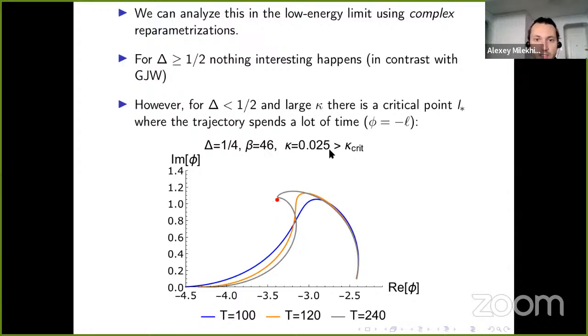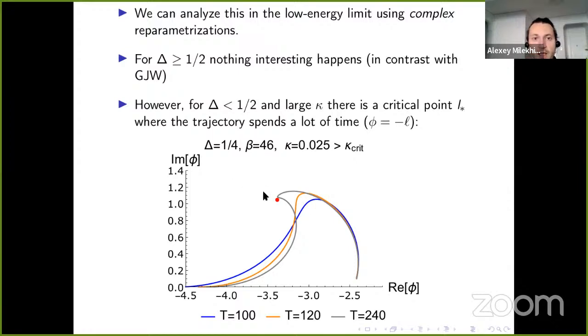What happens is that for large enough kappa, the trajectories start to spend more and more time near this critical point. So you start from the thermofield double, then you very quickly go to this unstable saddle point. You spend a lot of time near it, and then you go to the real axis in order to meet with your plus-minus partner. And such behavior only happens for delta less than 1/2.